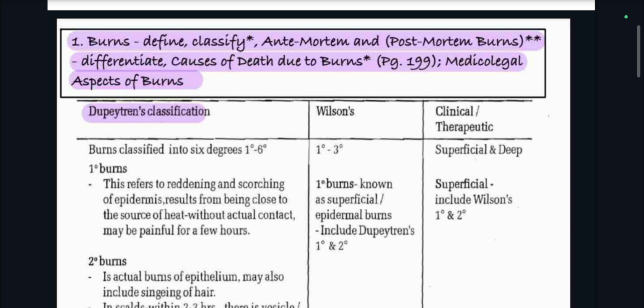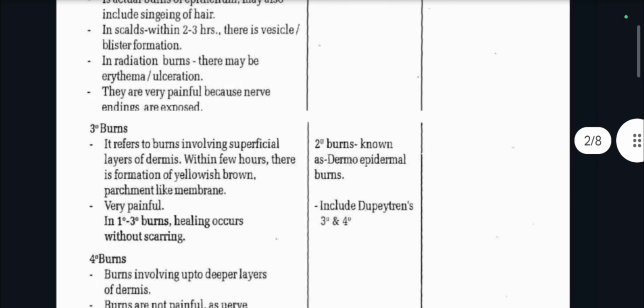Wilson divides the burns only into primary, secondary and tertiary burns. So what are primary burns? These are known as superficial or epidermal burns, and it includes the primary and secondary burns of Dupuytren's classification. So Wilson's primary burns consist of Dupuytren's primary burns as well as secondary burns. What about secondary burns? These are known as dermoepidermal burns, and it includes Dupuytren's tertiary and quaternary burns.